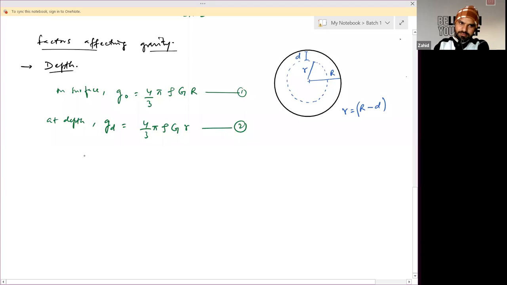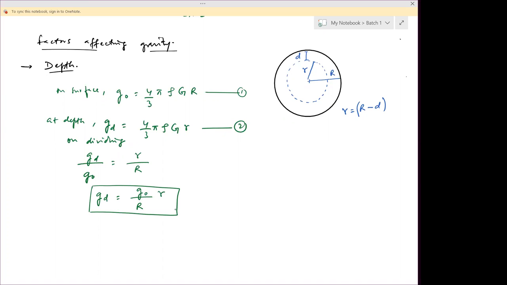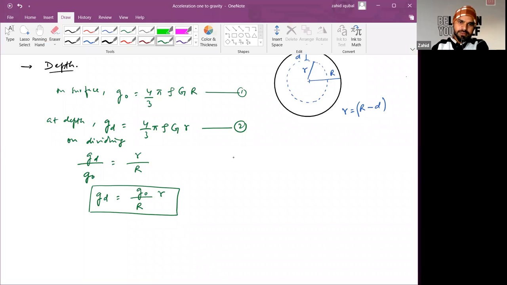Just divide these two terms. You will get small r divided by capital R. So gravity in depth d equals to g naught divided by R into small r, like this. Is it clear, Hamza? Yes, sir. Okay.